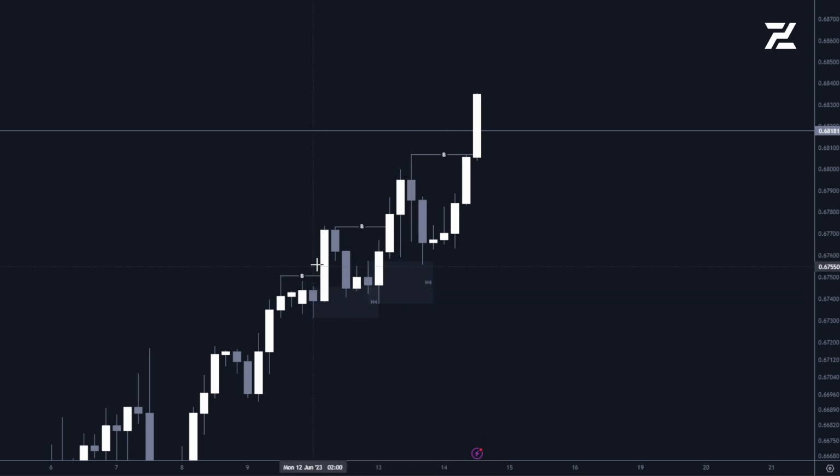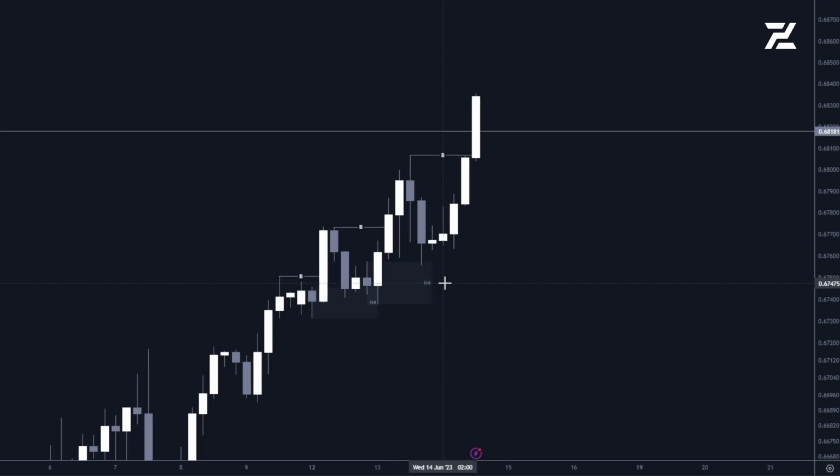As you can see there, price came back down, mitigated this demand zone, put in a new high, entered into a new bullish range, came back down, and filled this imbalance. Imbalances are quite important as well, you'll see that in a minute, especially on the M1. But as you can see here, price came back down and mitigated that H4 demand.